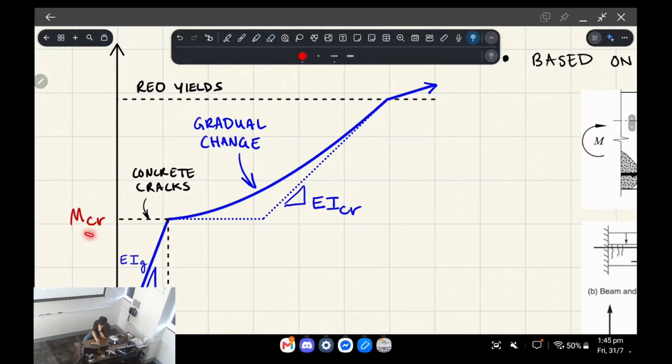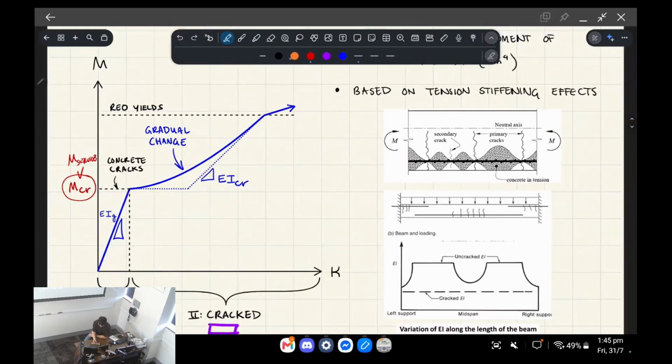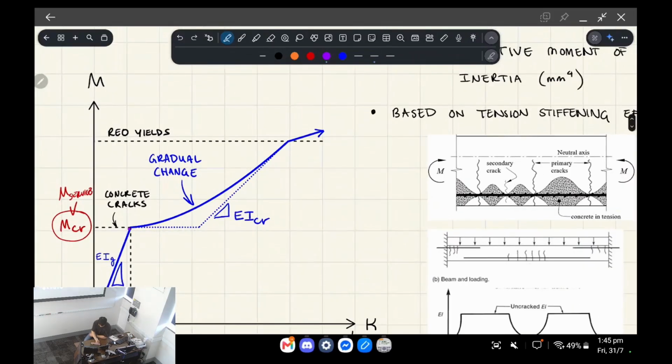There'd be this sudden jump at M cracked. Okay, so M cracked is a capacity value. So if the service bending moment is greater than M cracked, the beam cracks. But what we're doing with IEF is helping to smooth out this curve. The idea is when your beam cracks, it loses a lot of stiffness straight away, but not all of its stiffness is reduced down to I cracked.